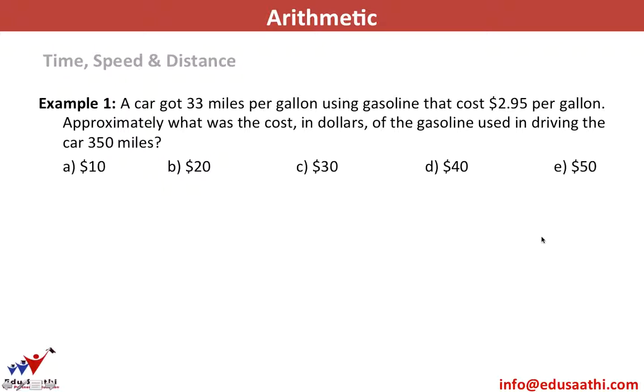Let's look at some other questions related to time, speed and distance. It's a simple formula, which is distance equals speed times time, which will be used in almost all the questions. A car got 33 miles per gallon using gasoline that cost 2.95 per gallon.